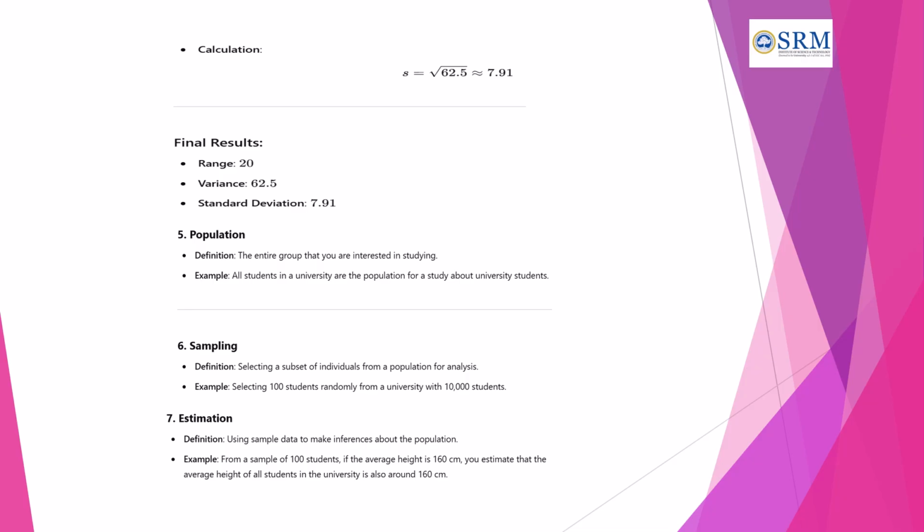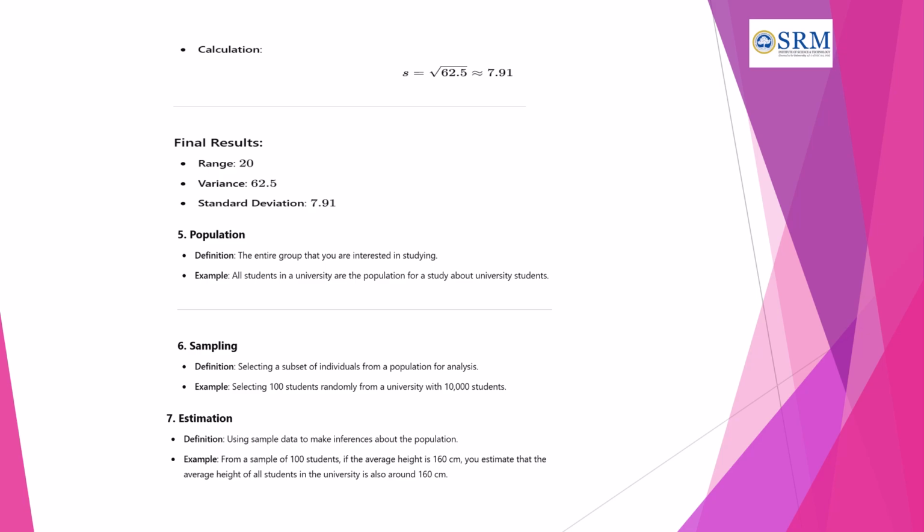The population is the entire group you want to study. For example, if you're studying university students, the population would be every student enrolled at that university. Since it's usually hard to study everyone, we use sampling, which means choosing a smaller group, or sample, from the population. For example, you might randomly select 100 students from a university with 10,000 students.